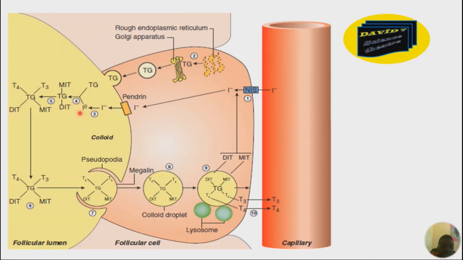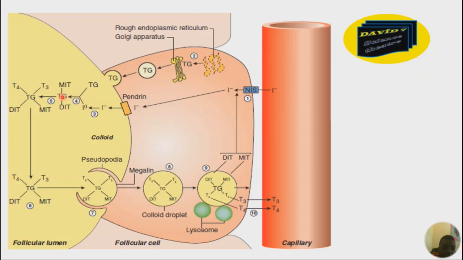In the colloid there is an enzyme called peroxidase, which oxidizes the iodide ions. You can see it is like a radical. This combines with the thyroglobulin. Thyroglobulin is a protein which has numerous tyrosine residues, around 141. So the iodine attaches to tyrosine residues.